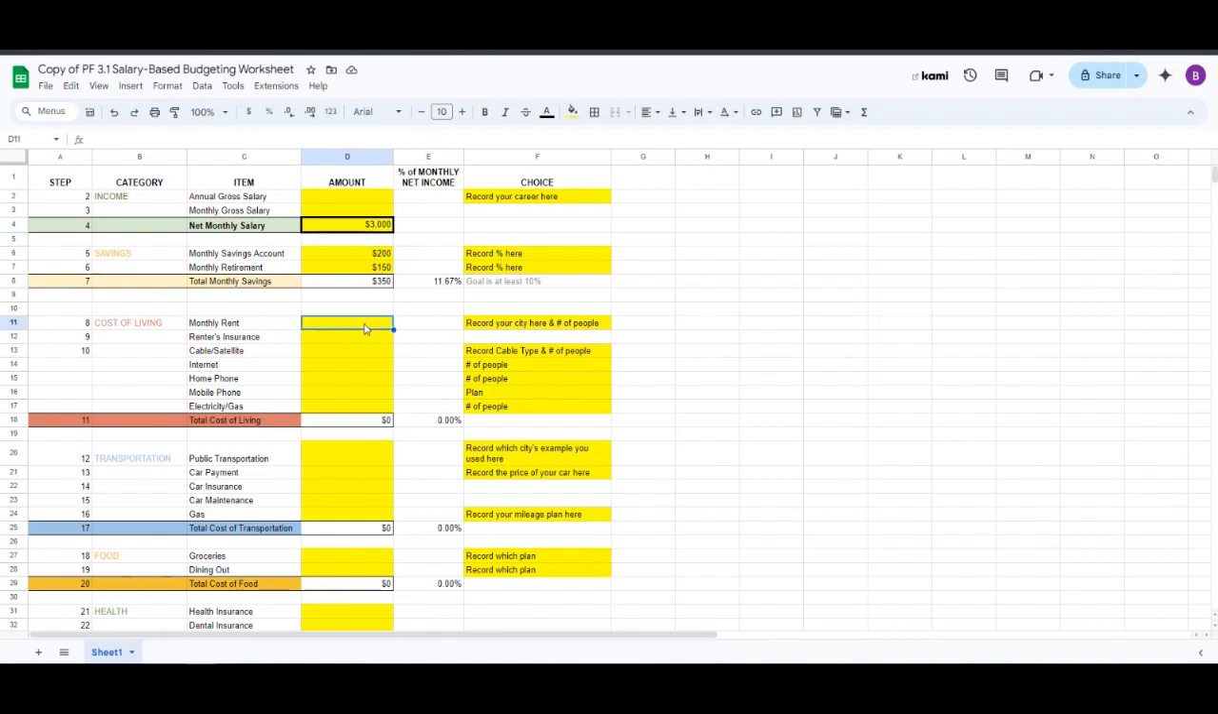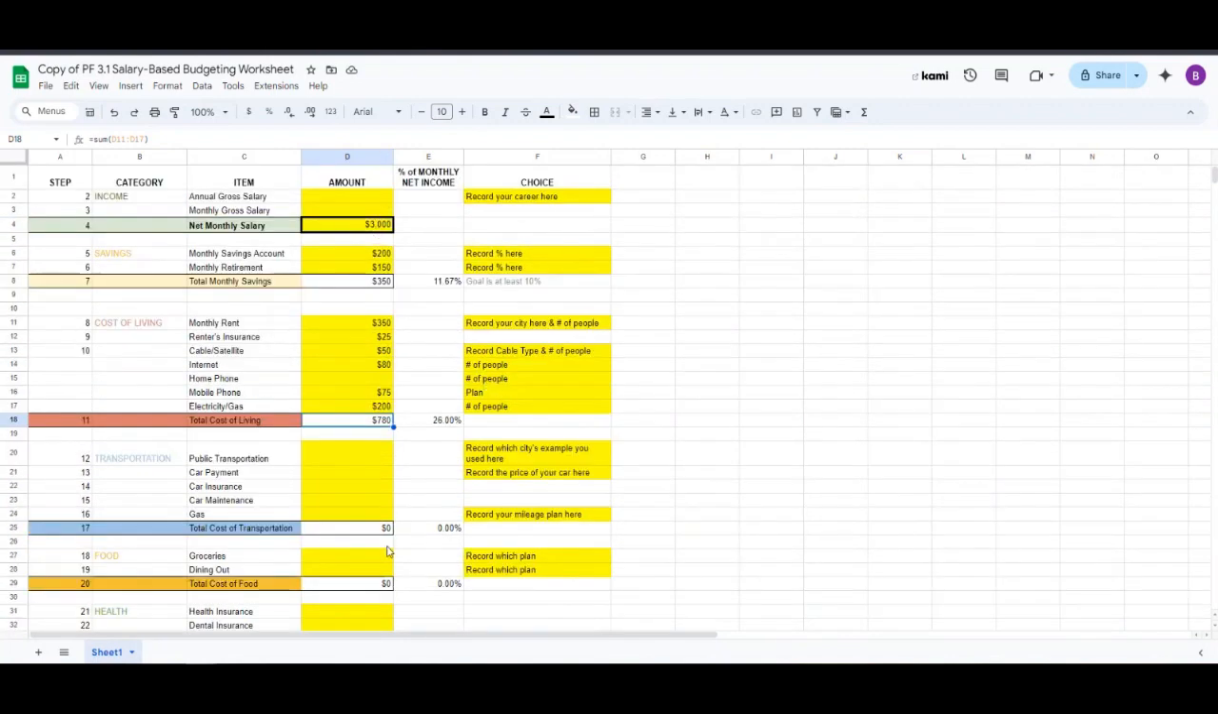Okay, so let's say that my rent was 350, renter's insurance was 25. Let's say I have a cable package or something, $50. Internet is $80. I don't have a home phone. I just have a cell phone, say $75. And let's say electricity and gas is another 200. Okay. You can see that that added all up for me, and it's showing me the percent of that $3,000 that went toward that expense. All right. Now, obviously, as I fill this out, if there's choices to be made, I need to include that over here.